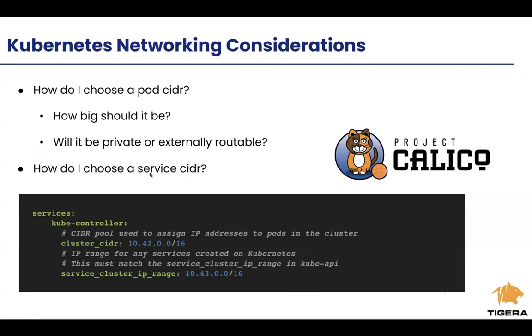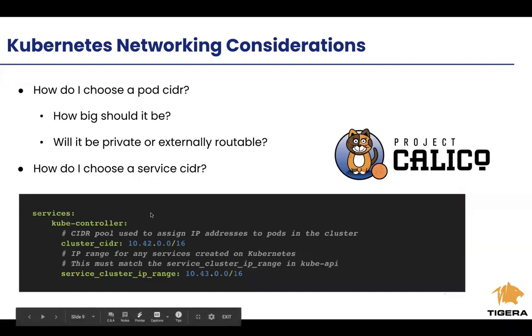Same thing for service CIDR. There are two key differences here. Service CIDRs are actually not handled at all by the CNI. They're handled by the Kubernetes API itself, because they're virtual and implemented through kube-proxy. Calico has no handle on the service CIDR, but you still need to define it in your config.